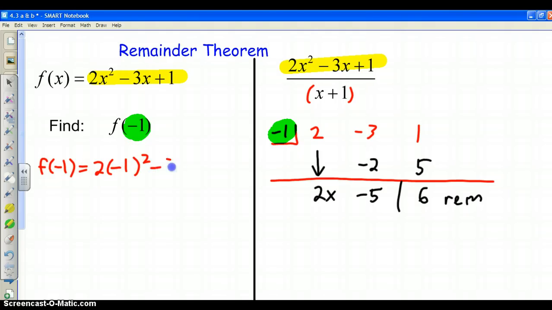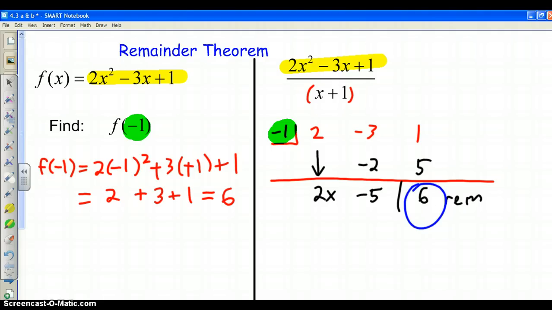I'm just going to plug this into the function. 3 times -1 plus 1. I'll try not to make an error here. The -1 squared is 1, 2 times 1 is that, minus, this is a boom boom, so we go plus 3, and then plus 1. And 2 plus 3 plus 1 is 6. Well, you may notice something interesting now. The remainder over here is 6, and when I plug -1 into the function, I got 6.